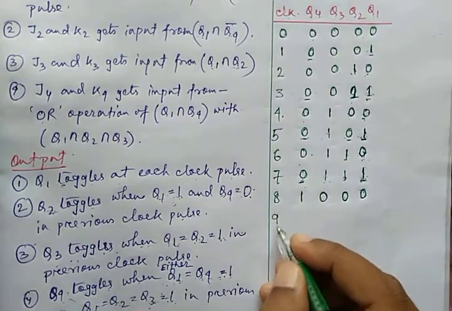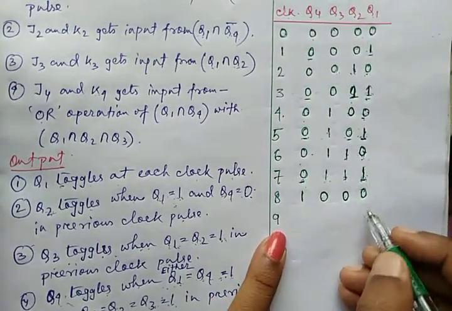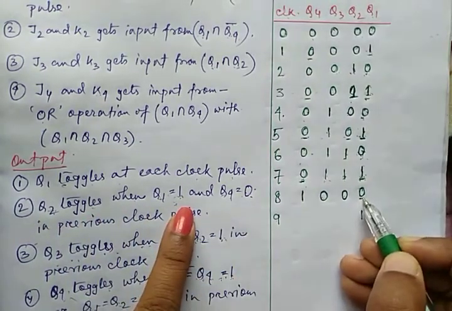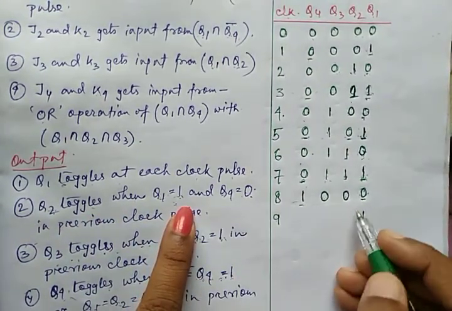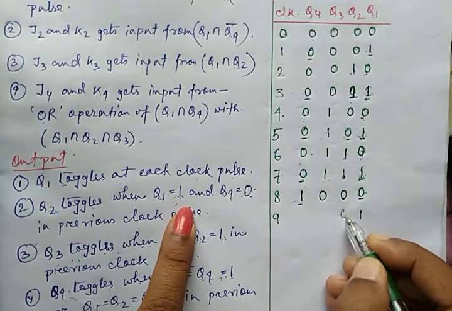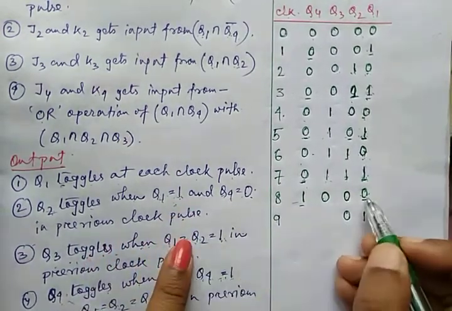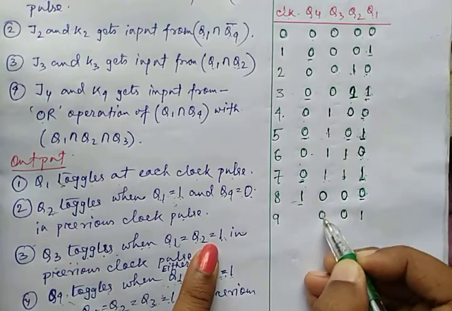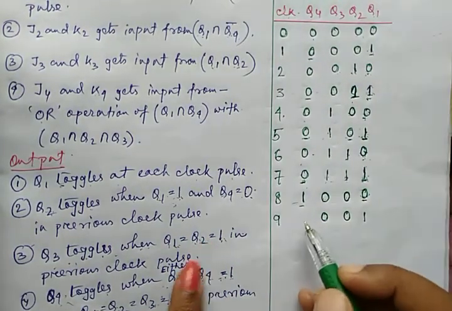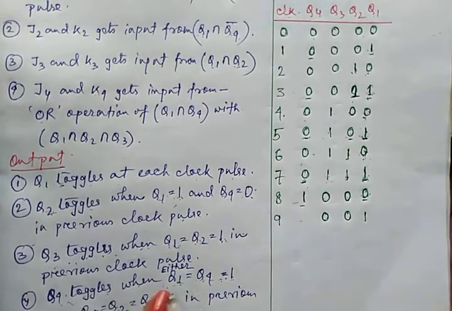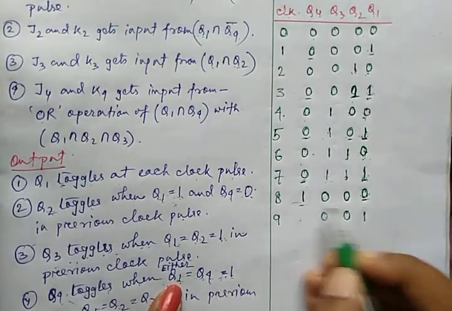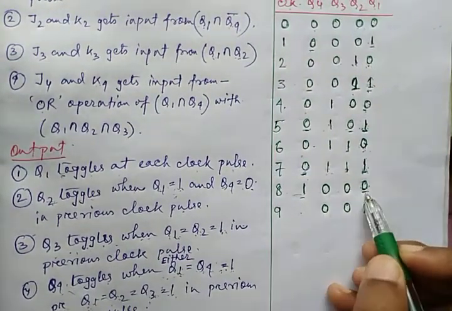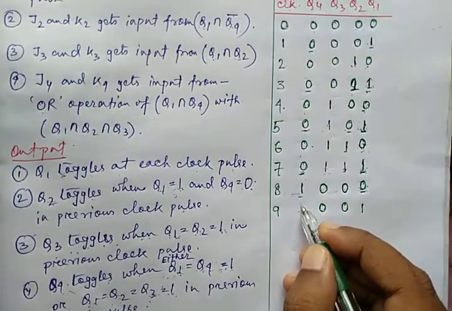For the 9th clock pulse, Q1 toggles. Q2 toggles when Q1 is 1, Q4 is 0, but both conditions are not satisfied, so Q2 does not toggle. Q3 toggles when Q1 and Q2 both are 1, but both are not 1, so again this will not toggle. And for Q4, Q1 and Q4 are 1, or Q1, Q2, Q3 are 1, but they are not, so this will not toggle.